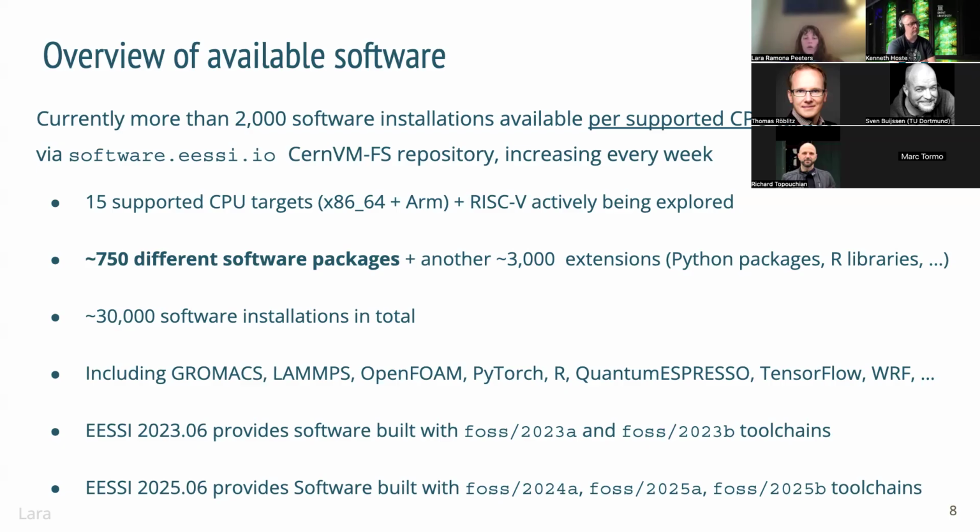We currently have 2 versions of EESSI that we are supporting. The versions 2023.06 and 2025.06 mainly refer to the version of the compat layer. On top of that compat layer for 2023.06, we are supporting 2 toolchains, FOSS 2023a and FOSS 2023b. And for EESSI 2025.06, we're supporting FOSS 2024a, 2025a, and 2025b.